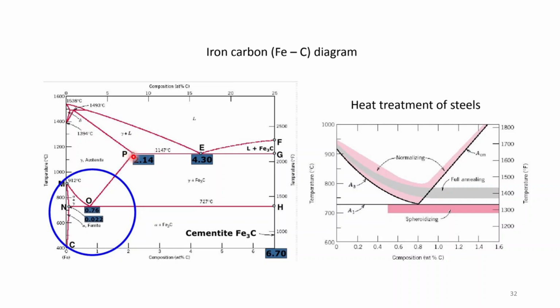And these are the compositions that you should remember: 0.76 or 0.8%, which is the eutectoid composition, then here 4.3 percent and 1147 degrees Celsius for the eutectic point, and the temperature here is 727 degrees Celsius, which is the eutectoid temperature. Okay, and here you have the peritectic reaction at 1493 degrees Celsius.